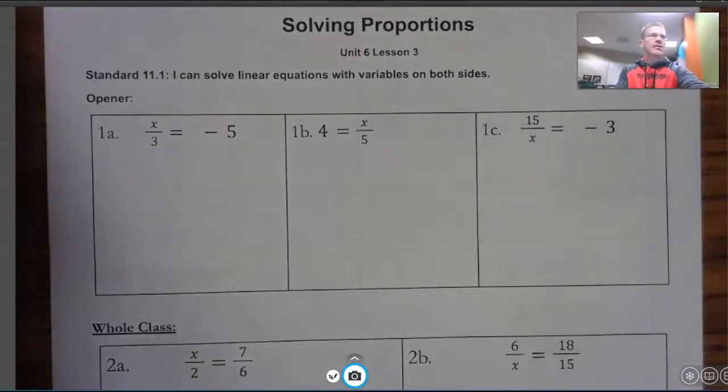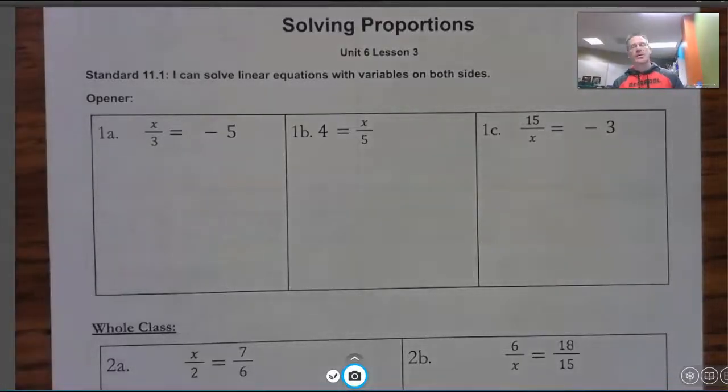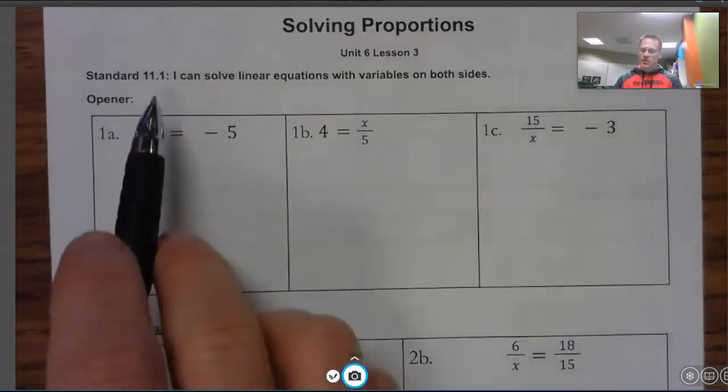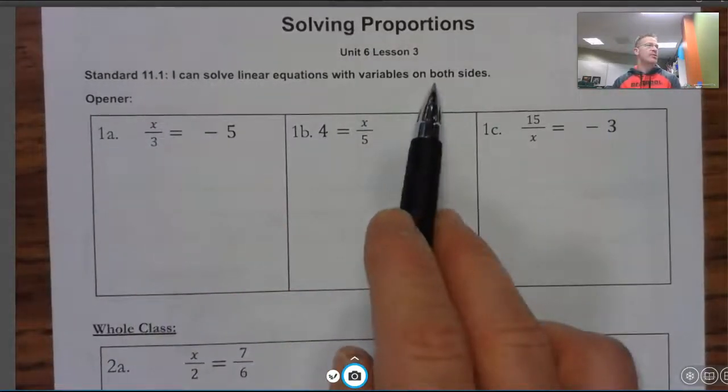All right, we're going to continue our conversation about solving, and what we're going to do today is look at a specific type of equation called a proportion. A proportion is when we have one ratio set equal to another ratio, or basically one fraction equal to another fraction. I want you to think about the operations involved with a proportion. This is really just focusing on linear equations with variables on both sides.